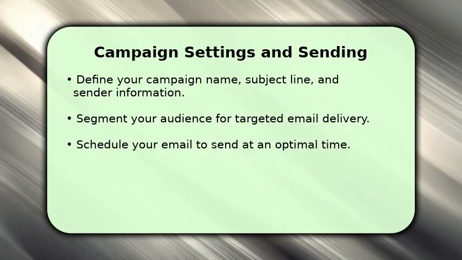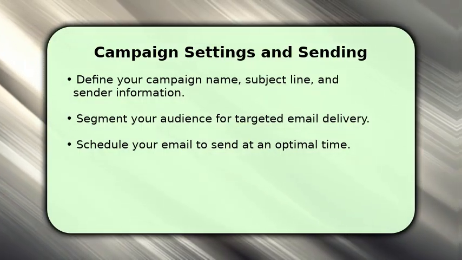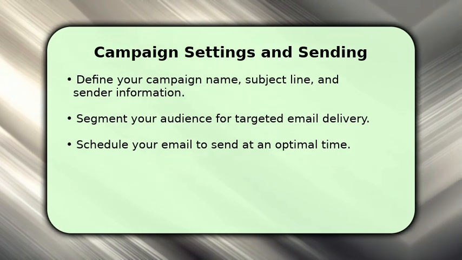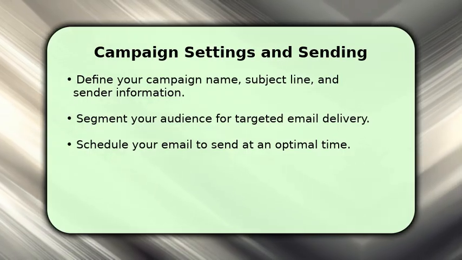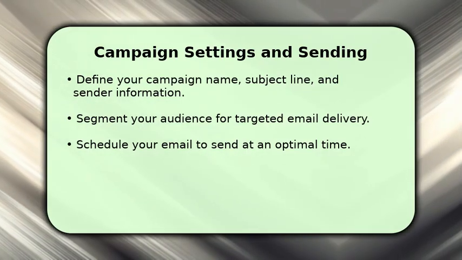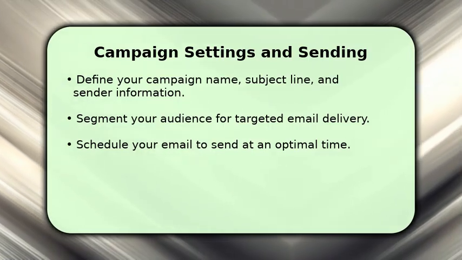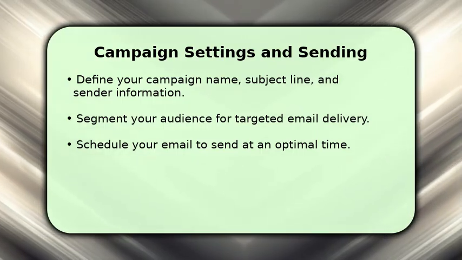Before sending, configure your campaign settings. Give your campaign a clear name, craft an enticing subject line, and confirm your sender details. Mailchimp allows you to segment your audience, sending specific messages to different groups. This personalization can boost open rates by 20% or more. Finally, schedule your email to send at a time when your audience is most likely to engage.